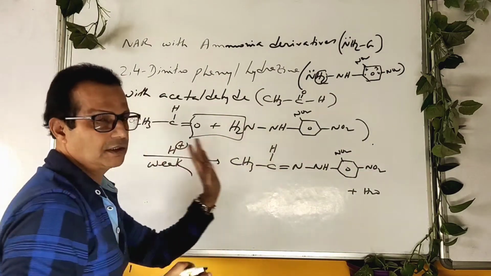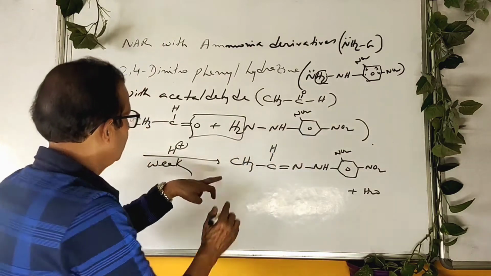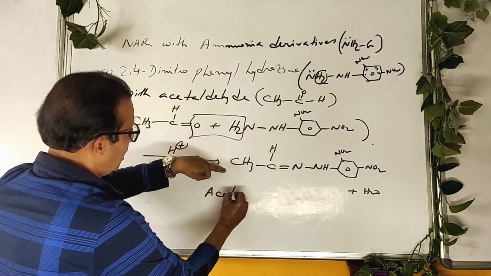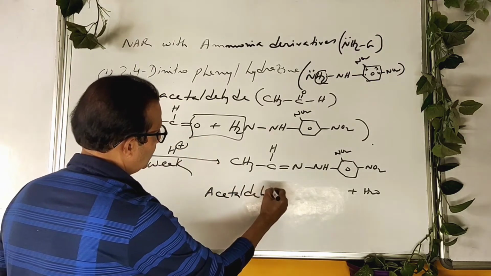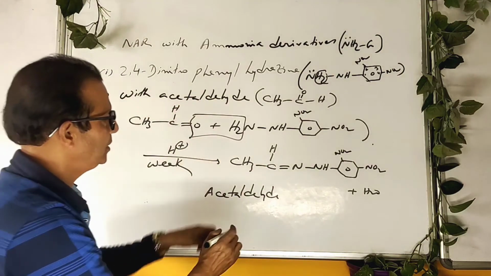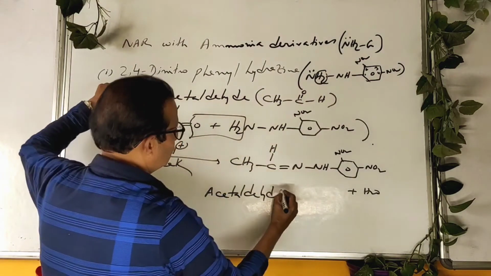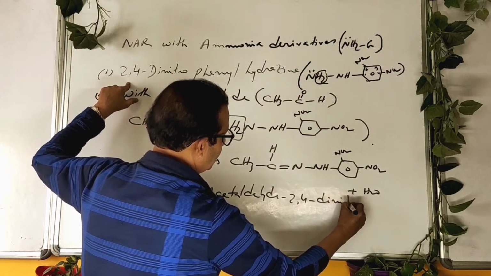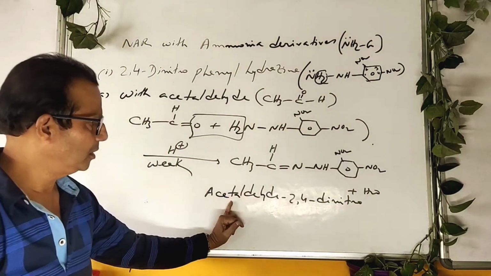This is the addition product. Write the name of all. So the product name is acetaldehyde, because it comes from acetaldehyde, 2,4-dinitro.